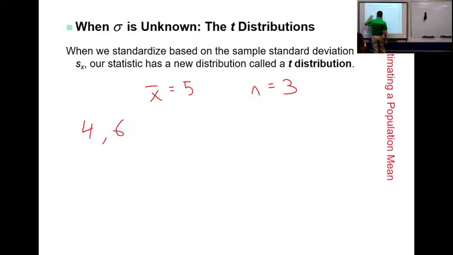What if I tell you the second number is 6? Can you guarantee me what the third number on the list is? Yes, we can. The third number on the list has to be what? 5.